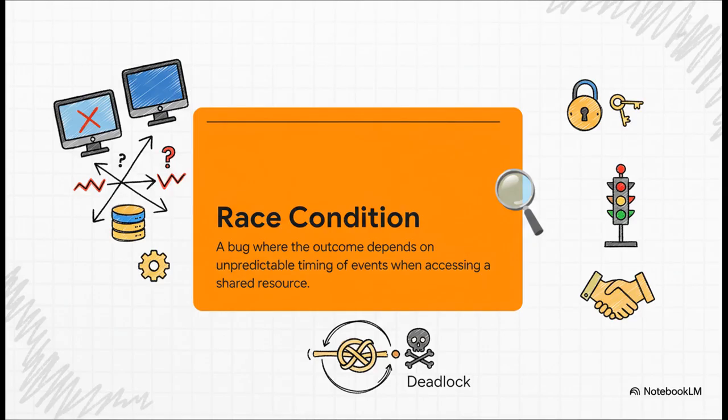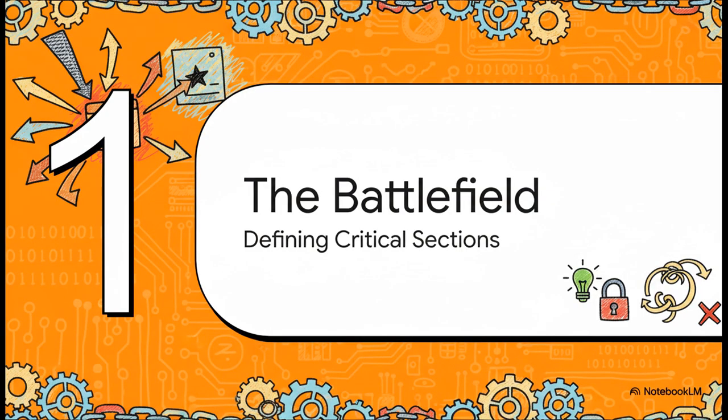Okay, picture this. Two different programs try to update your bank account at the exact same millisecond. One's a deposit, the other's a withdrawal. Your final balance? Well, it completely depends on which one gets to write its result last. If the timing is just a little bit off, money could literally vanish. That's a race condition.